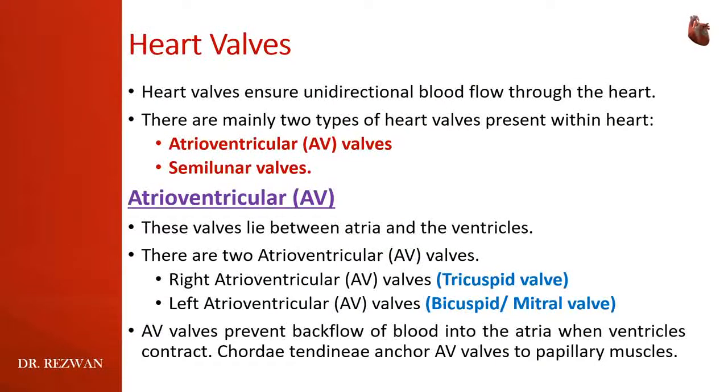Now let's talk about the heart valves. Heart valves ensure unidirectional blood flow through the heart. They are mainly two types: atrioventricular valves and semilunar valves. Atrioventricular valves, obviously, are present in between the atrium and the ventricles. There are two atrioventricular valves. On the right side, the right atrioventricular valve, also known as the tricuspid valve, and the left atrioventricular valve, also known as the bicuspid or the mitral valve. Atrioventricular valves prevent backflow of blood into the atrium from the ventricles when the ventricle is contracting. Chorda tendineae anchor the atrioventricular valve to the papillary muscles. We have already seen it.